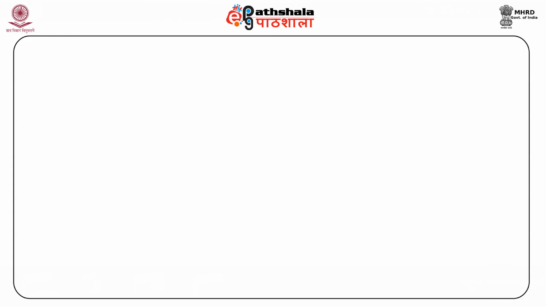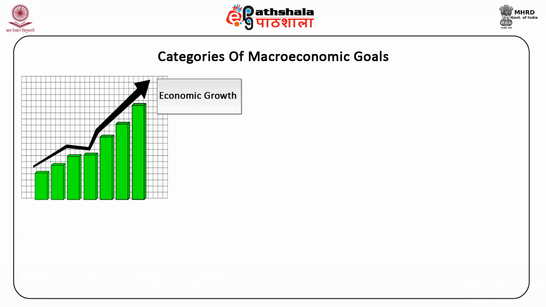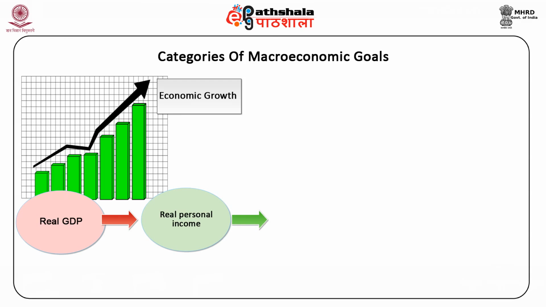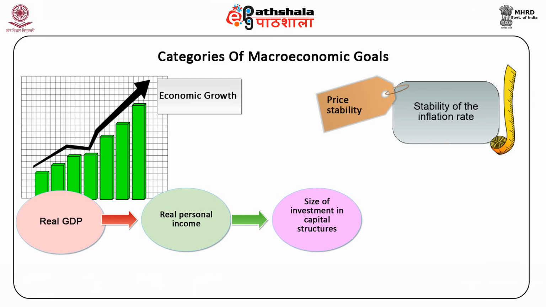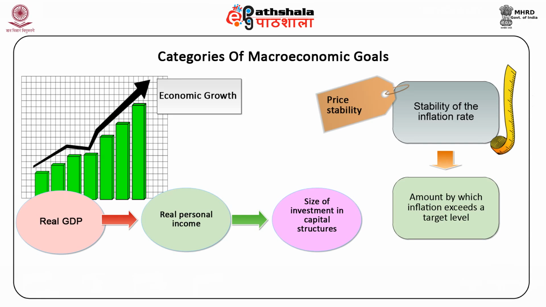Let us now have a look at different categories of macroeconomic goals. Economic growth, measured as the growth rate of real GDP, real personal income, or even the size of investment in capital structures and equipment. The government and the RBI benefit from a growing economy and want to stimulate growth. Price stability, measured by the stability of the inflation rate and by the amount by which inflation exceeds a target level. Price stability entails both a low inflation rate, perhaps zero rate, and a stable inflation rate.